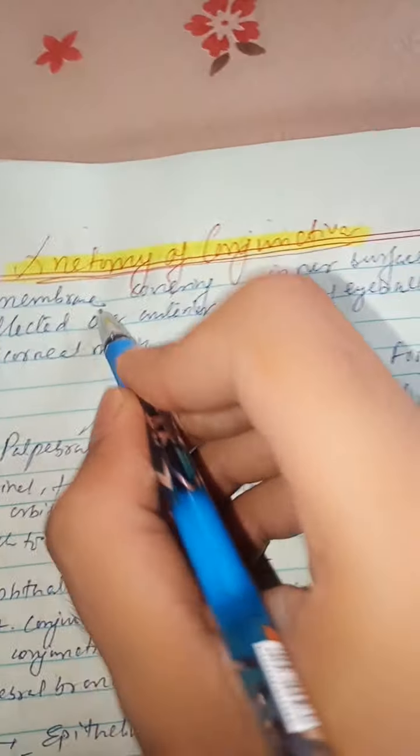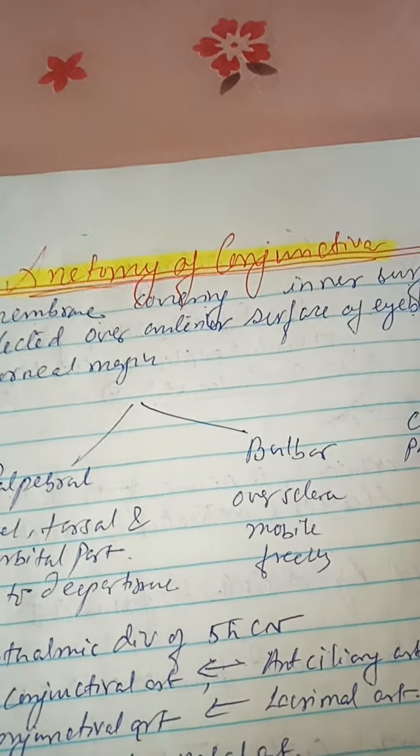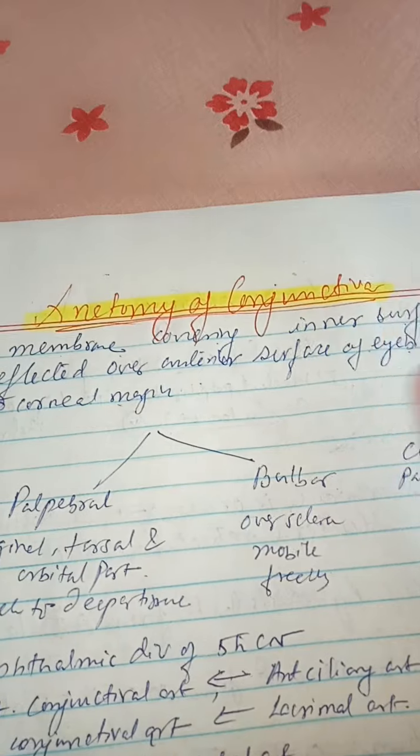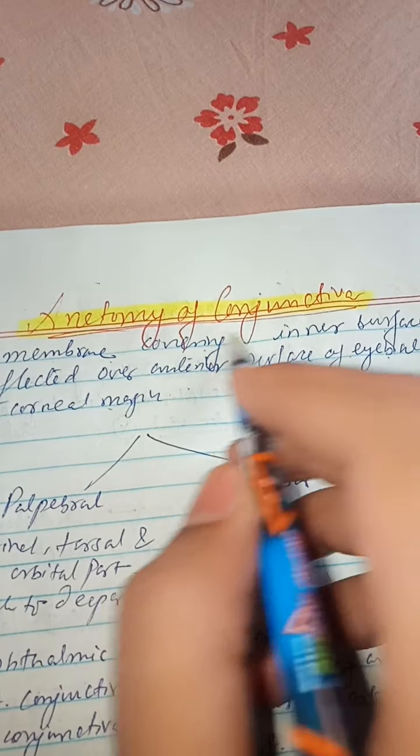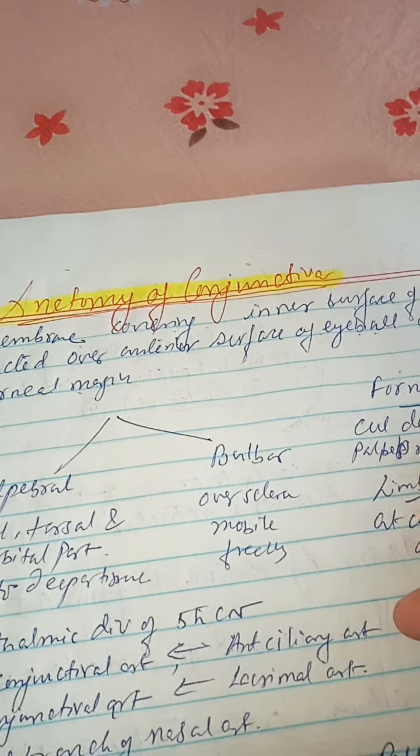Anatomy of conjunctiva. The conjunctiva is a mucous membrane covering the inner surface of the eyelid and reflected over the anterior surface of the eyeball, over the sclera up to the corneal margin. So on the inner surface of the eyelid there is a mucous membrane which is known as conjunctiva, which is present on the surface of the eyeball and over the sclera up to the corneal margin.